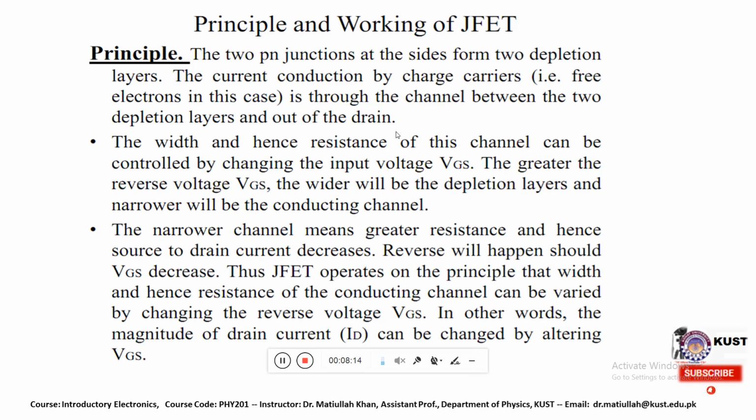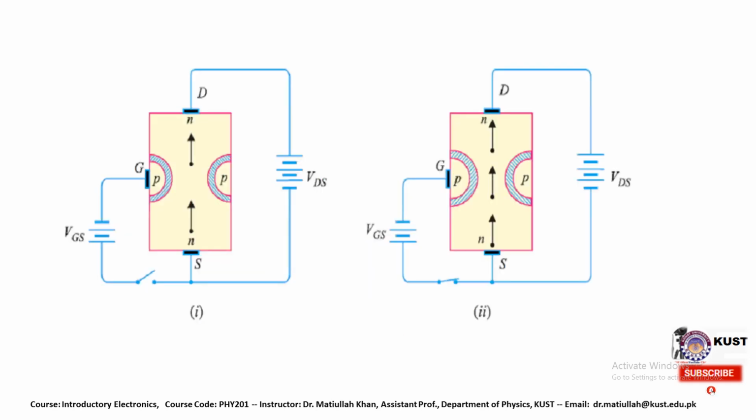So if we narrow the regions, the current flow will be slow, and if we open up the region, the current flow will be higher. In other words, the magnitude of the drain current can be controlled by altering the VGS. So this is a simple structure. If this region is narrower, the drain current is low, and if this region is bigger, the drain current is high enough.